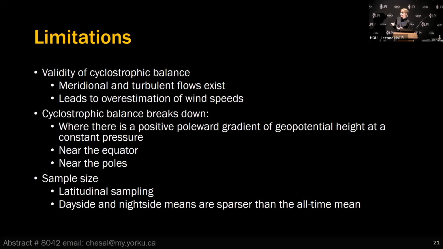And there are certain limitations associated with these methods. The validity of the cyclostrophic balance is tested at the equator and the pole because of the geometry of the problem. Near the equator, you have the centrifugal force effectively reducing the force of gravity, and then near the pole, you get an infinity with the 1/tan of the latitude. The cyclostrophic balance also breaks down where there's a positive poleward gradient of geopotential height at a constant pressure. And the sample size, the latitudinal sampling: we had to combine the north and south hemispheres to improve the sampling. And the day side and the night side means are much sparser because we're using about half the data for each of them.